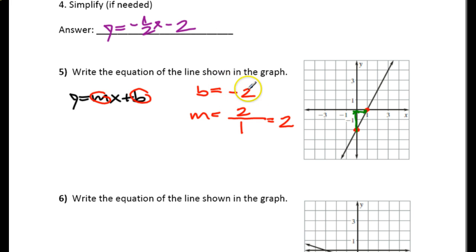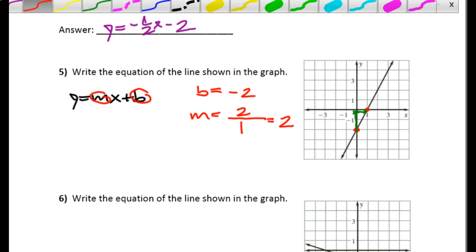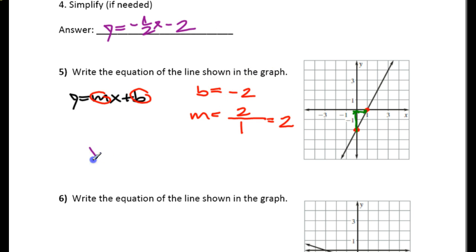So here's my b, here's my m. Just going to plug it in for my final answer. So the equation for this line is y equals 2x minus 2. And that's it.